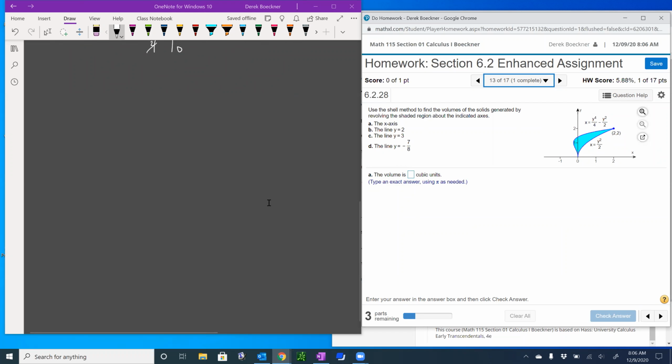And this one's shells for all of these. Okay. Oh, yeah, that's fine because all of these are horizontal lines. Okay. So if you had vertical lines, you might have to do washers or something instead, but we've got horizontal lines, so shells is fine.